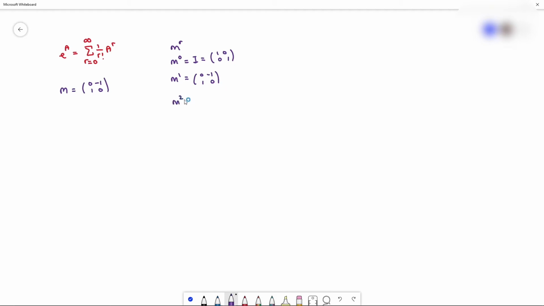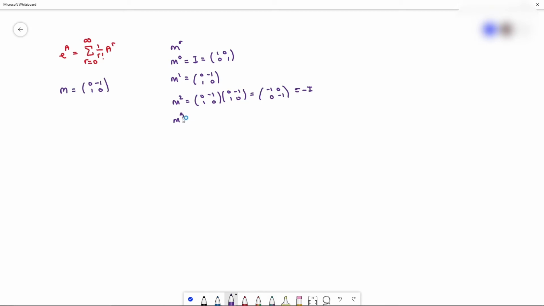M squared, we just need to multiply M by itself, so we're going to be getting minus 1, 0, 0, minus 1. And notice that this is just minus I. Okay, we can just factor out a minus 1, and we're left with the identity matrix.